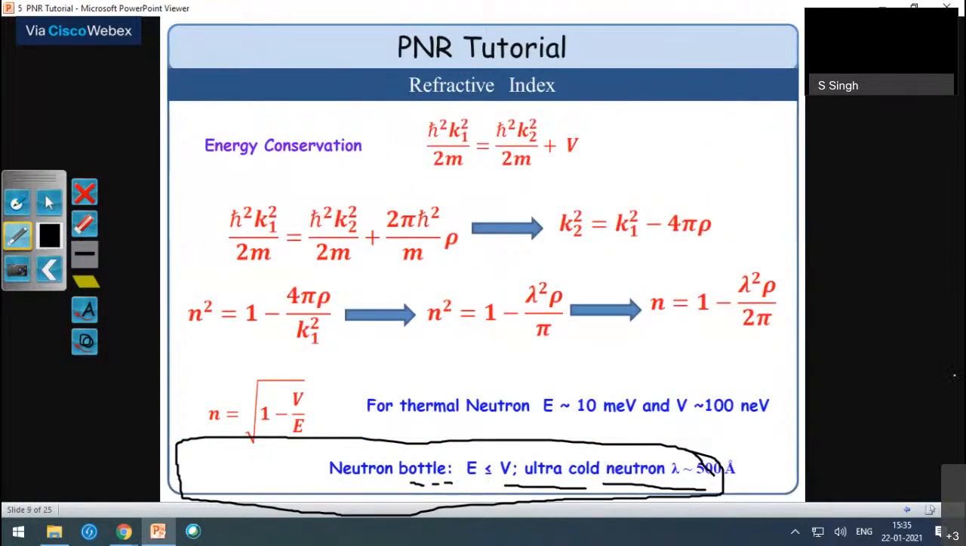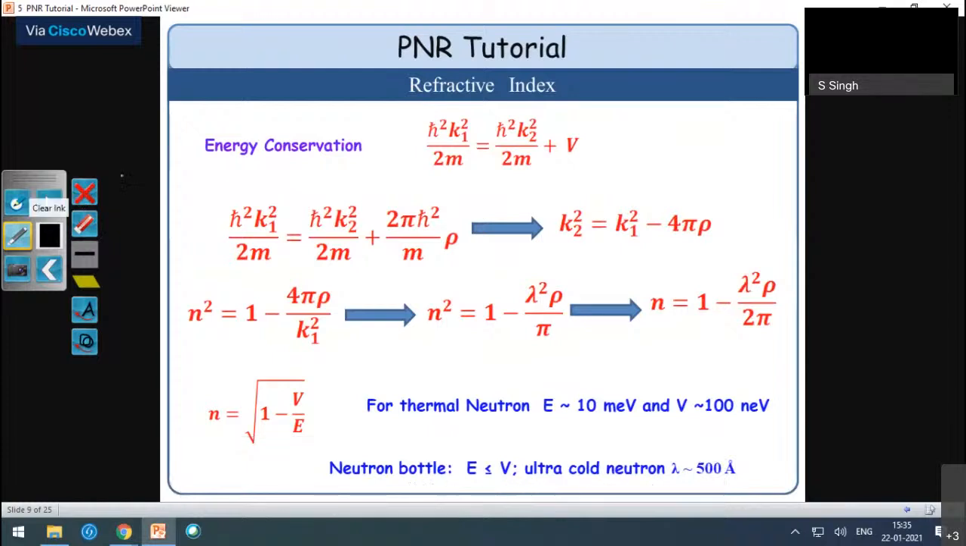Before that, I have defined here the refractive index, and this we have seen in the first lecture, the introduction of neutron reflectivity, on how to get the refractive index of a medium. This is just the energy conservation. This is medium one, this is medium two. So in medium one we have just kinetic energy, so it is written h square k square by 2m.